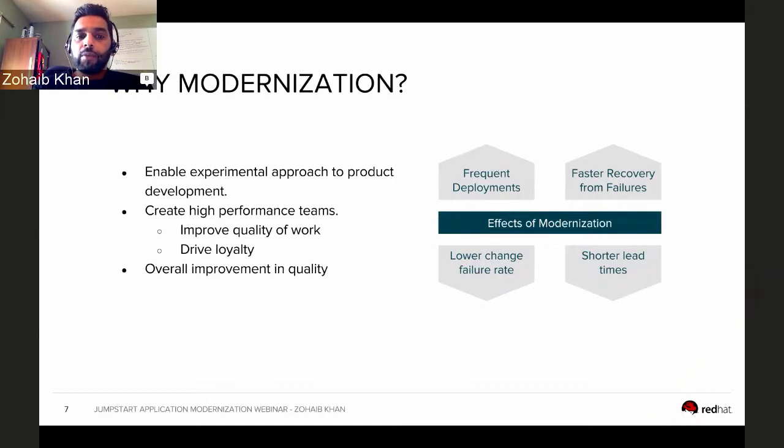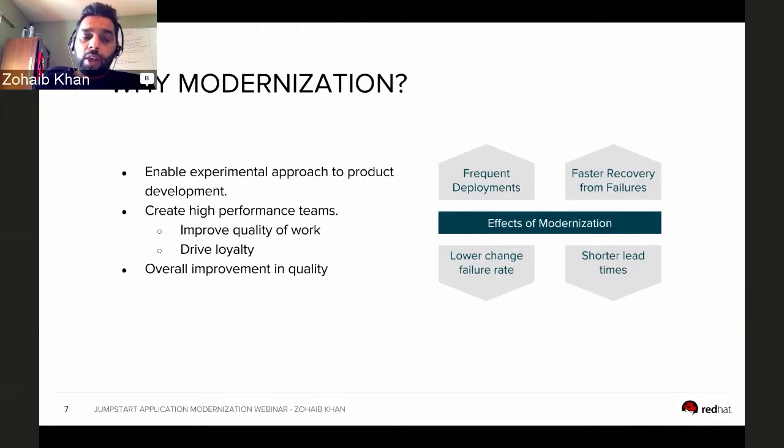If we contrast that with an approach where organizations can actually experiment and get something in the hands of the user quickly and get the feedback to refine their offering, that's usually considered a monumental task. Most companies are not even ready. So one of the key benefits of modernization is that it enables them to not only think in that direction, but also realize that potential.